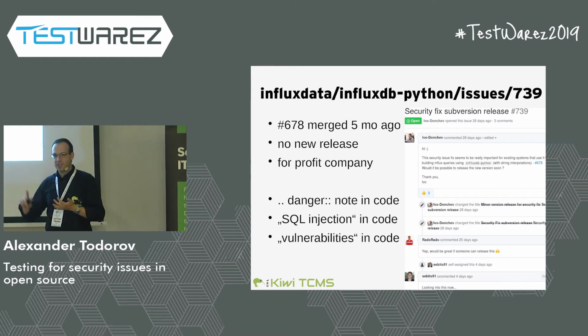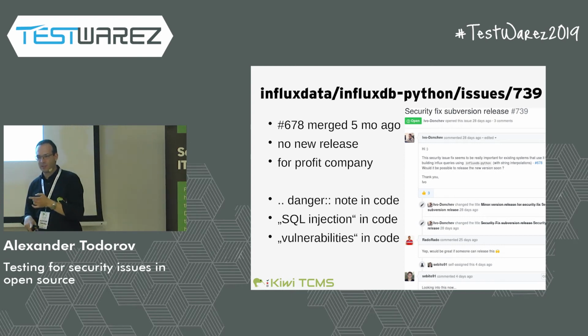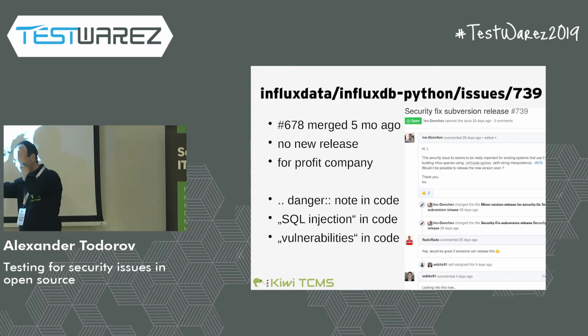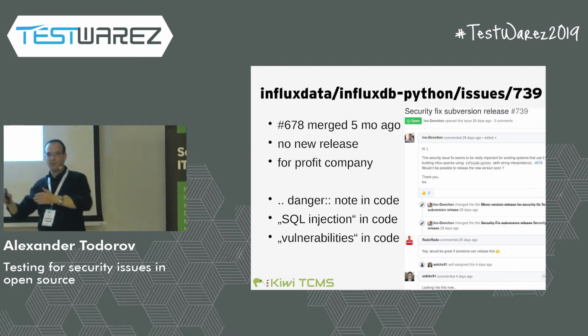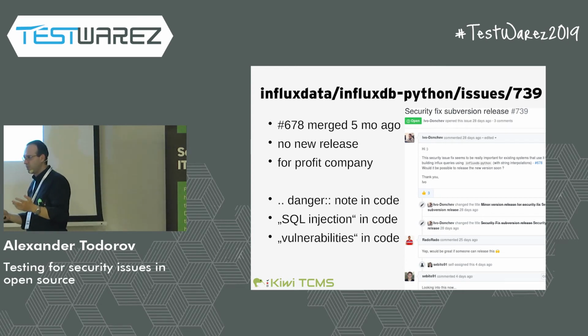You have a comment which says danger in the pull request. You have the words SQL injection, the word vulnerability in the comment. So the person that is doing the code review, the person that is merging, supposedly should get this light bulb. Okay, this is something critical and we need to release a new version immediately. No new version for 6 months. So this is what they did.